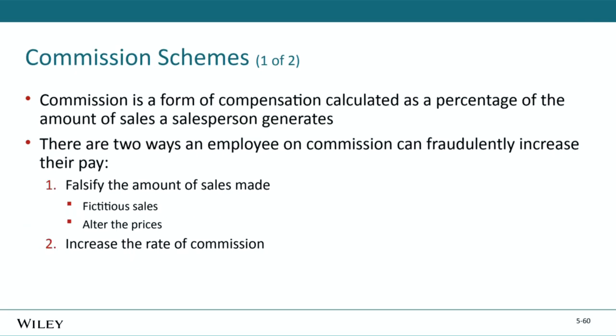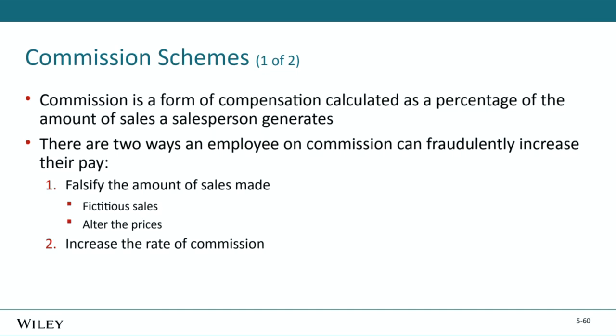Commission schemes. Okay, if you work on a commission, usually you get a salary, and then on top of that, you get a commission, maybe a percentage of the sales that you make. Commission is a form of compensation calculated as a percentage of the amount of sales a salesperson generates. Two ways an employee on commission can fraudulently increase their pay: falsify the amount of sales through making fictitious sales, altering the price, or stealing other people's sales.